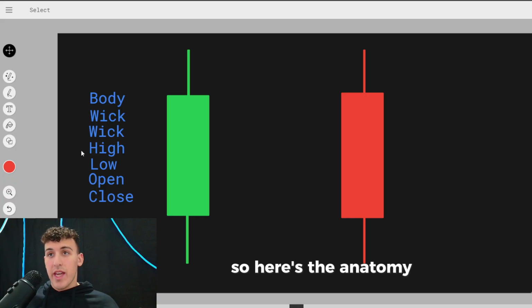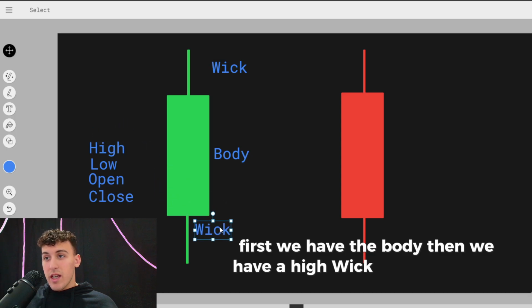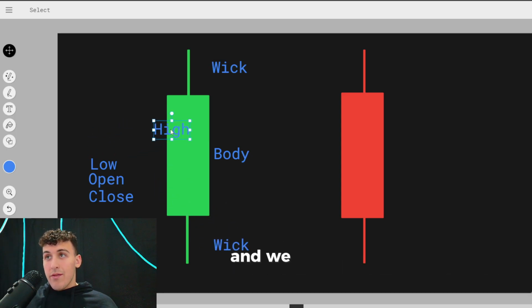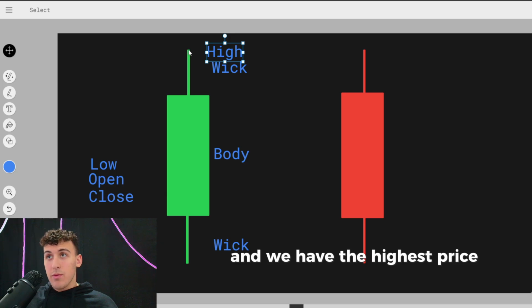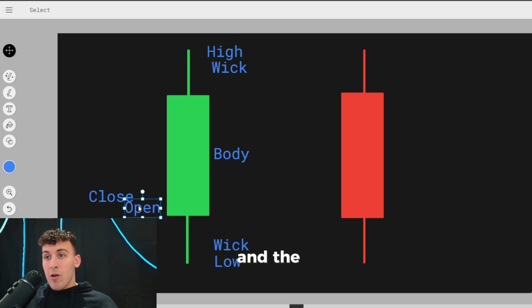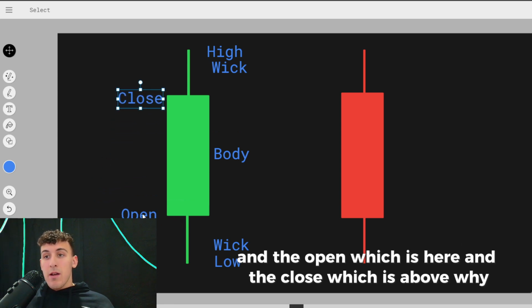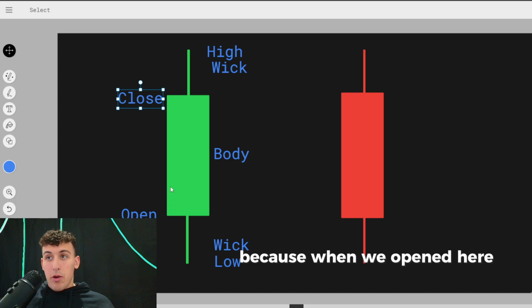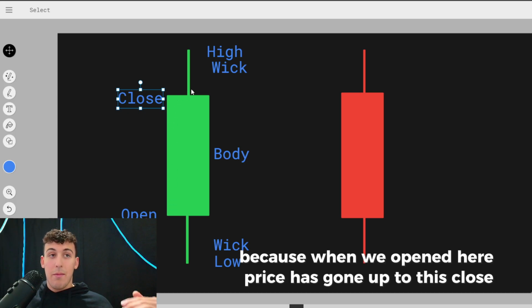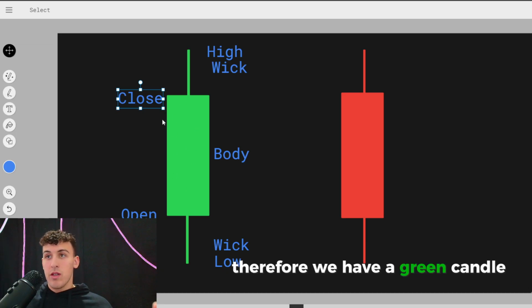So here's the anatomy of a candle. First we have the body, then we have a high wick, and then a low wick. Then we have the highest price we received, and then the lowest price we received, and the open, which is here, and the close, which is above. Why? Because when we opened here, price has gone up to this close. That means price has appreciated, therefore we have a green candle.